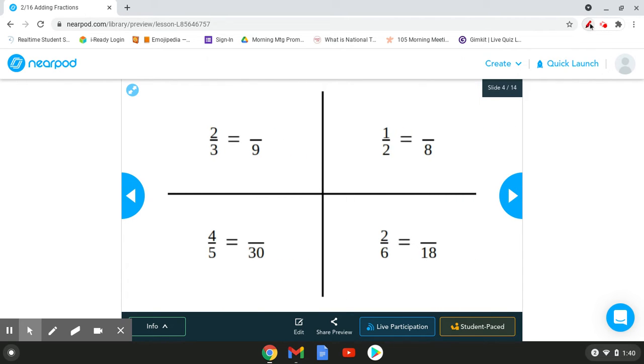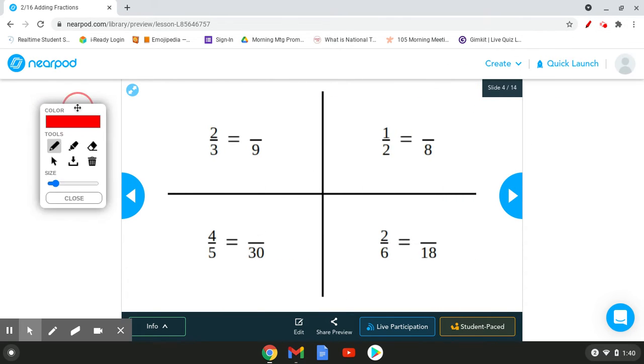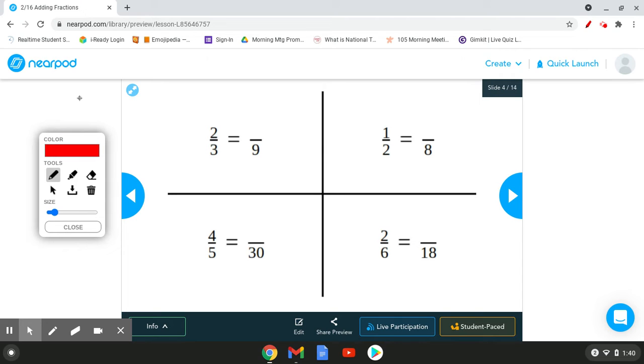So taking a look here, I would like for you to copy these 4 examples into your notebook. So here is a review of how to find equivalent fractions. Last week we started using our fraction tiles or coloring models, and then we grew to understanding that you can use multiplication to make equivalent fractions. So again, you should have in your notebook this example right here, 2/3 equals blank ninths.